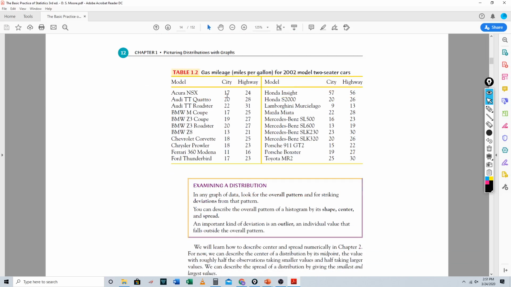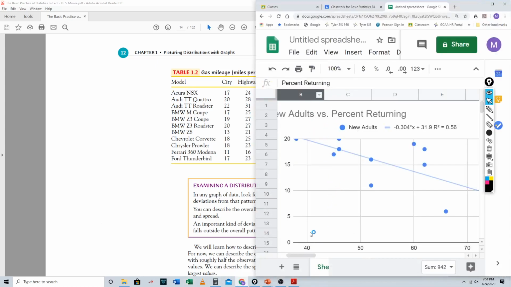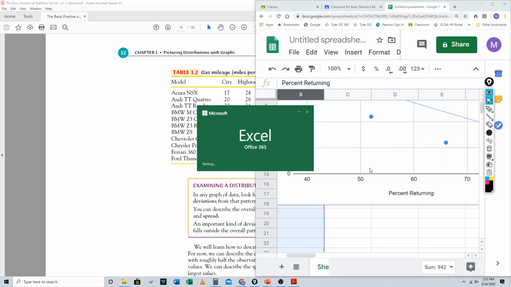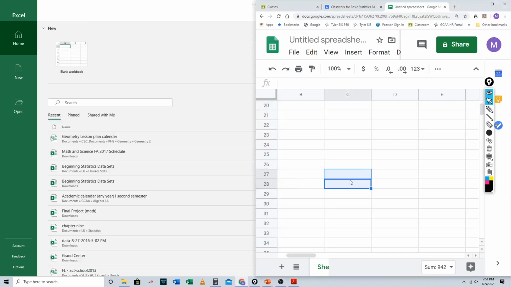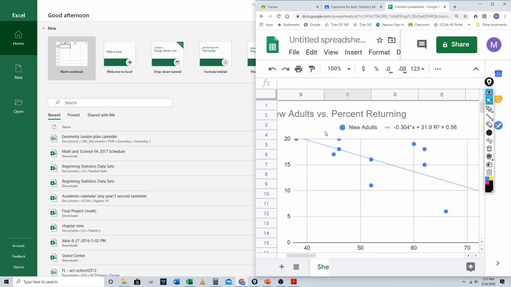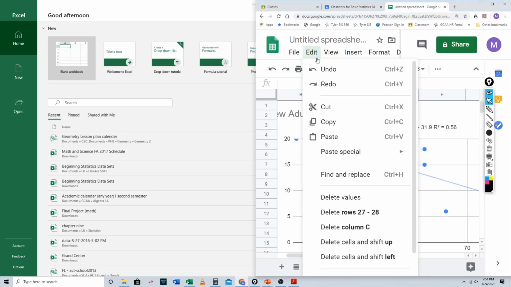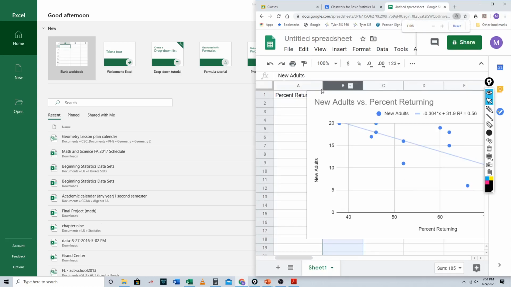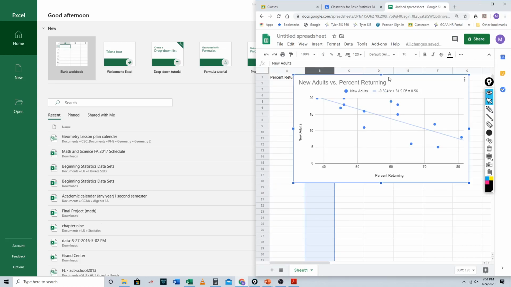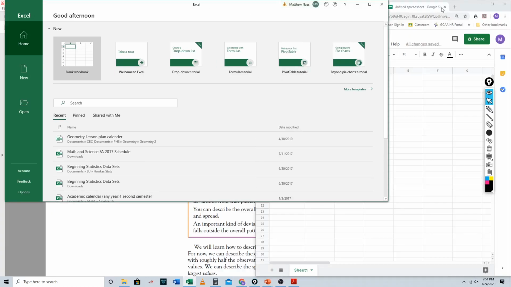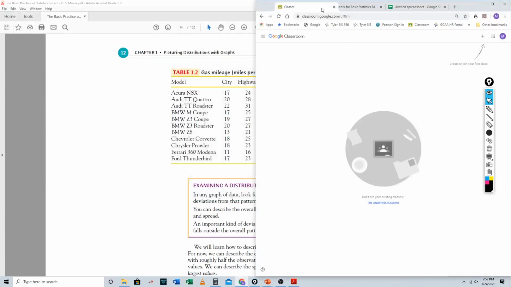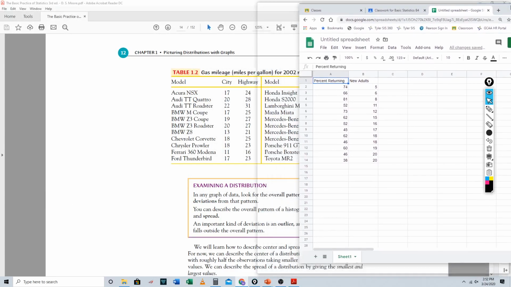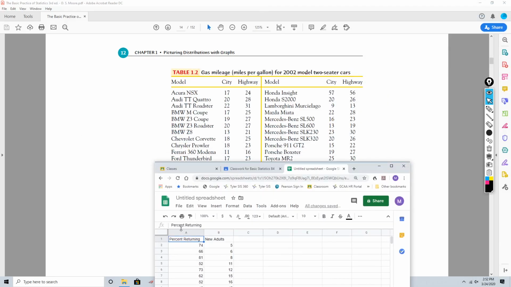There it is. So, I'm going to go to, not Excel, I'm going to go to Google Classroom. Zoom out a bit here, because that's a bit nuts. There we go. Delete that. I don't need this anymore. Doing city and highway miles. This is city and highway.